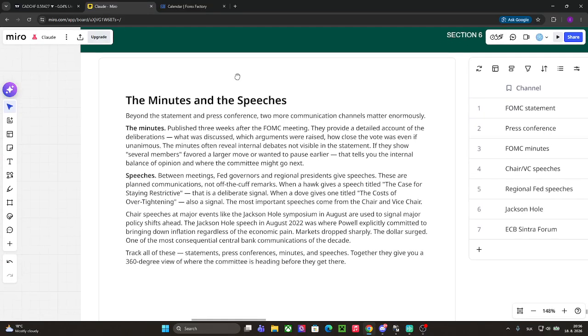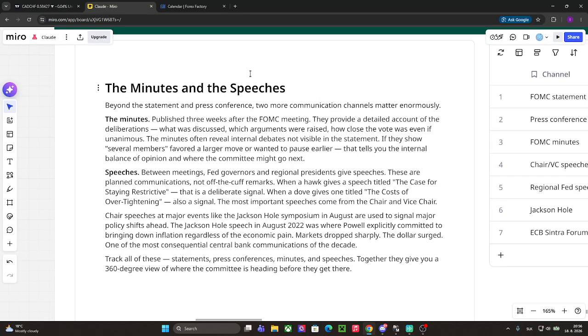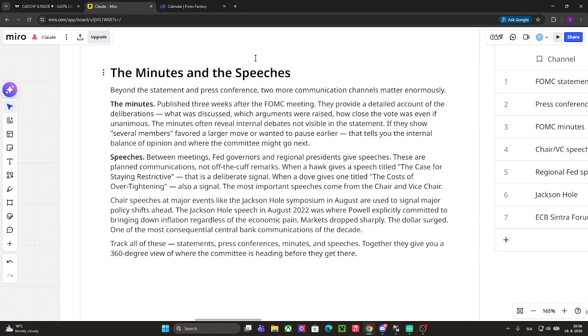The minutes and the speeches. Beyond the statement and press conference, two more communication channels matter enormously. The minutes, published 3 weeks after the FOMC meeting. They provide a detailed account of the deliberations, what was discussed, which arguments were raised, how close the vote was, even if anonymous. The minutes often reveal internal debates not visible in the statement. If they show several members favored a larger move or wanted to pause earlier, that tells you the internal balance of opinion and where the committee might go next.